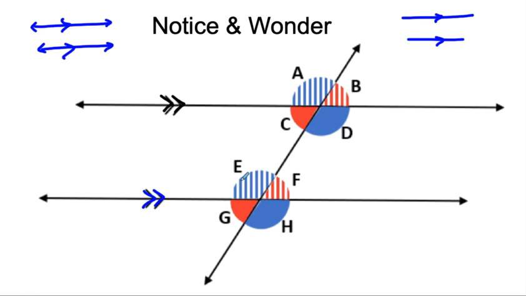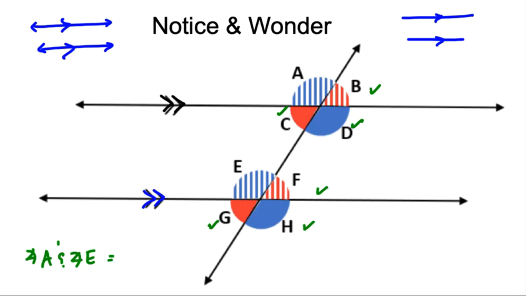Now I'm hoping you've seen that there's a lot of really cool relationships going on here. It appears that angle A and angle E, which are corresponding angles, are equal. And it also appears that angle C and angle G are equal, also corresponding angles. B and F appear to be equal, corresponding angles, and D and H appear to be equal, corresponding angles. And that is true. Corresponding angles are congruent if the lines are parallel.